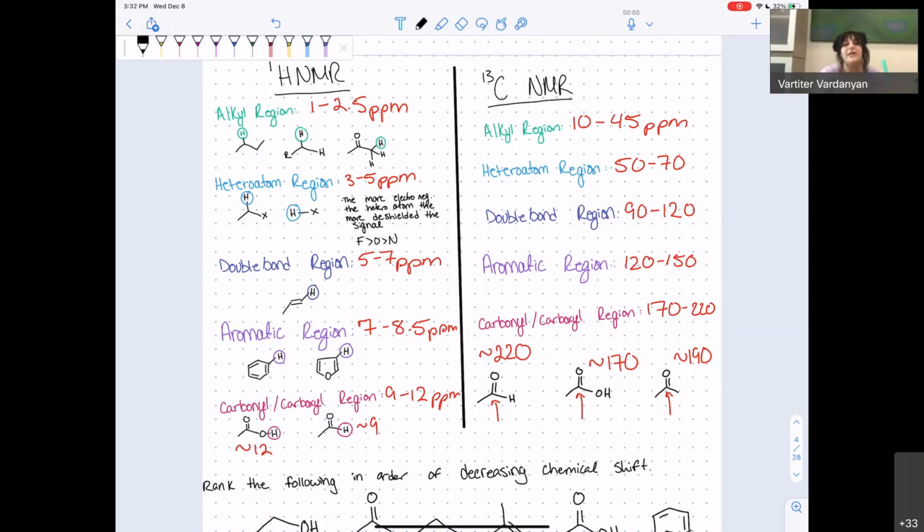I also want you to remember that HNMR and CNMR are a little bit different when it comes to the carbonyl region. So carbon NMR includes aldehydes, ketones, and carboxylic acids, whereas in hydrogen NMR, ketones are under the alkyl region. The carbonyl region is strictly for aldehydes and carboxylic acids. And that's pretty much all I have for you.